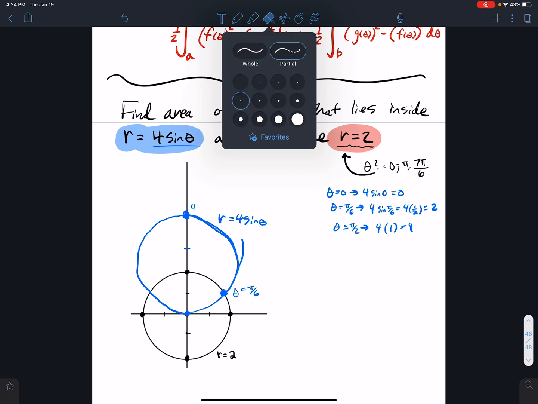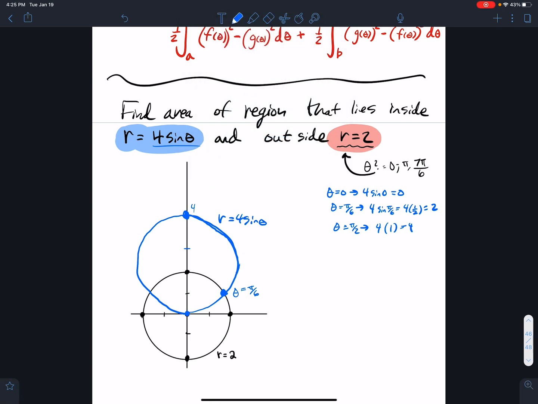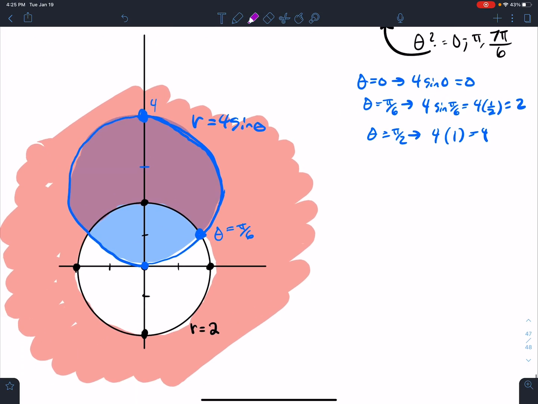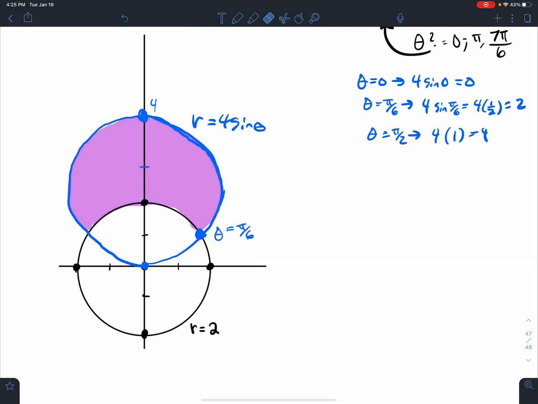Now, what I want to do is figure out what is the area that lies inside this region. So inside this region is here. Okay. And then outside that region is everything out here. So where does this overlap? Well, it actually overlaps in the middle here. So this is the region that I'm trying to find the area of. That's inside the blue circle, but outside the red circle. All right? So I'm trying to find that little purple area. Okay? So how do I do that?